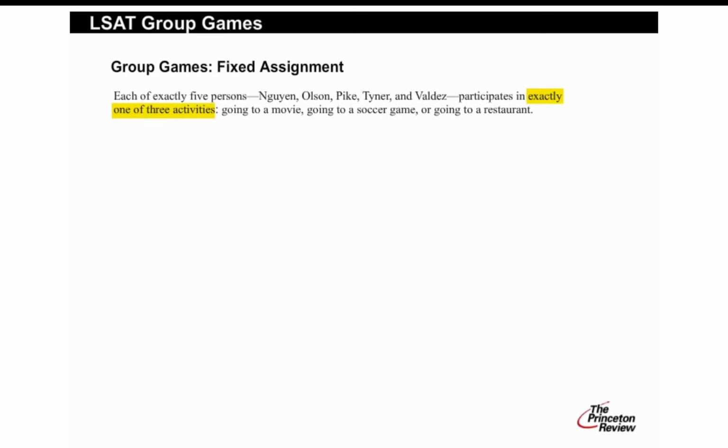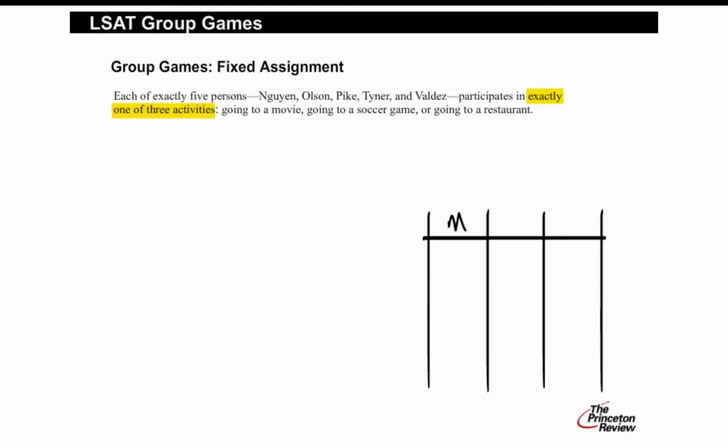However, nothing in the description requires at least one person participate in each activity. So at this point, it's possible that one or more of the activities will have no one assigned to it. Now, make a diagram using the activities M, S, and R as the core. The inventory is the list of people participating in these activities: N, O, P, T, and V.